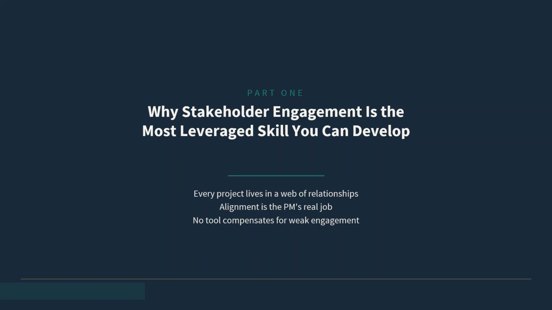Every project lives inside a web of human relationships. Sponsors control funding. End users define whether the deliverable is adopted. Technical leads decide what is feasible. Regulatory and compliance bodies impose constraints you cannot negotiate away. Each of these groups has a different definition of success, and you are the person whose job is to align them. If you cannot do that, no framework, certification, or tool will save your project.